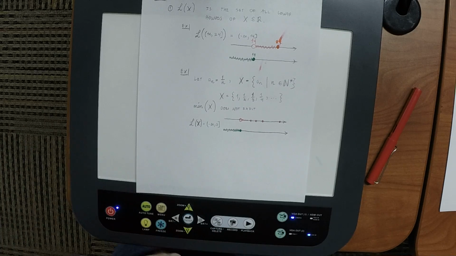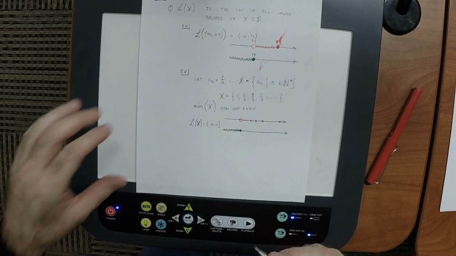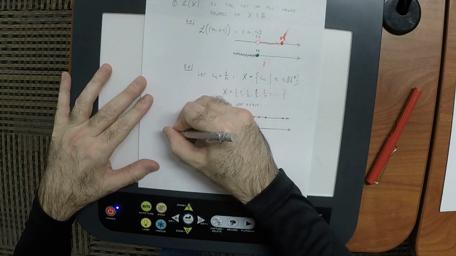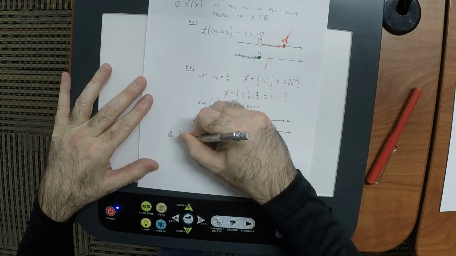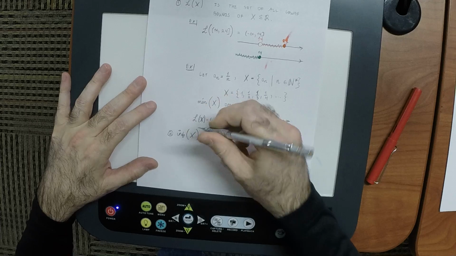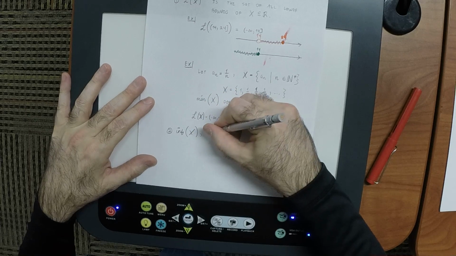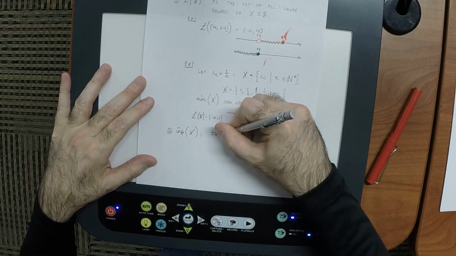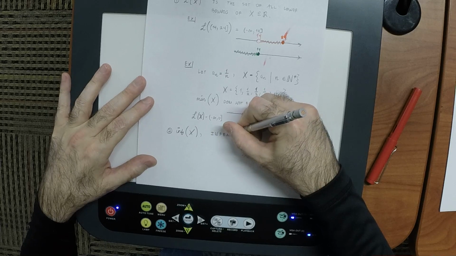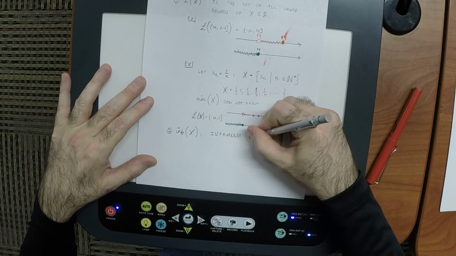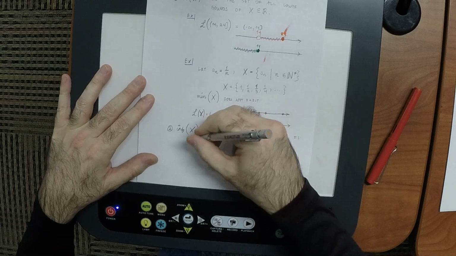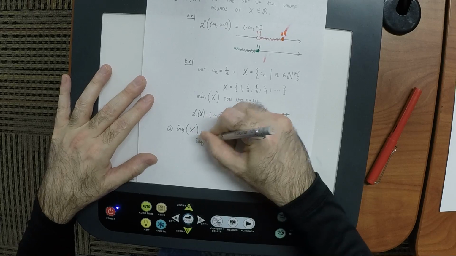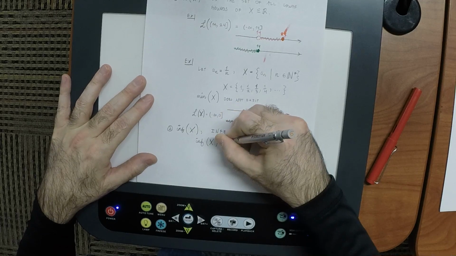So what we really need is, instead of minimum, a new name, and the new name is this: the infimum of set X. Infimum of set X is, and then what's its formula?